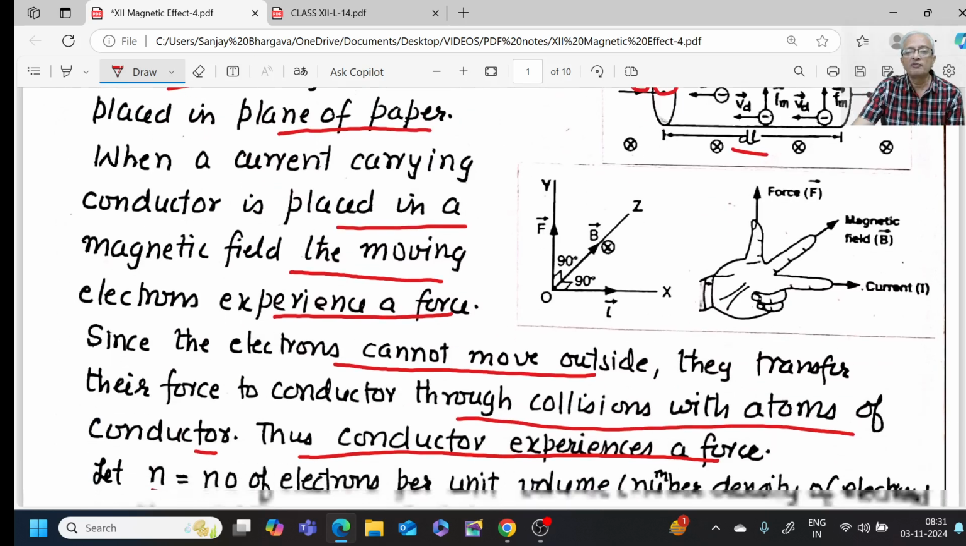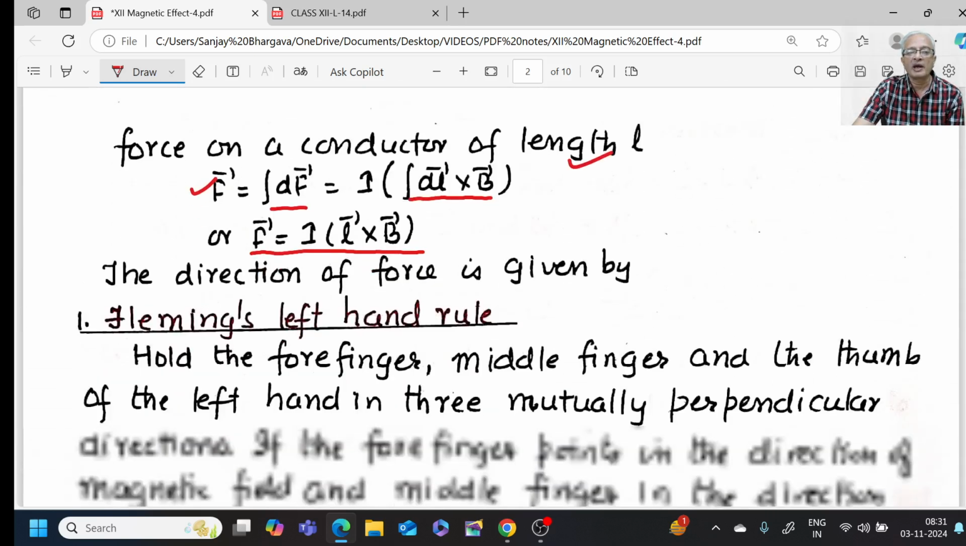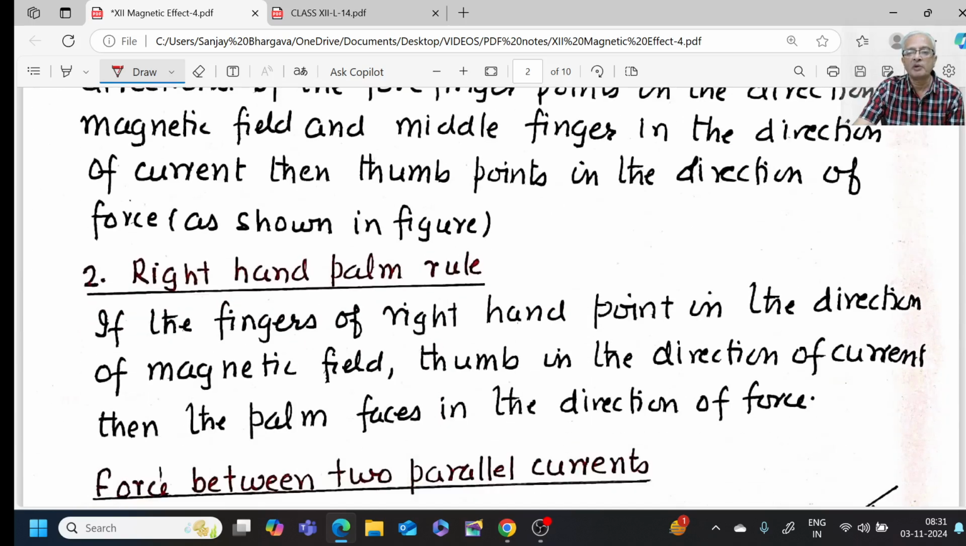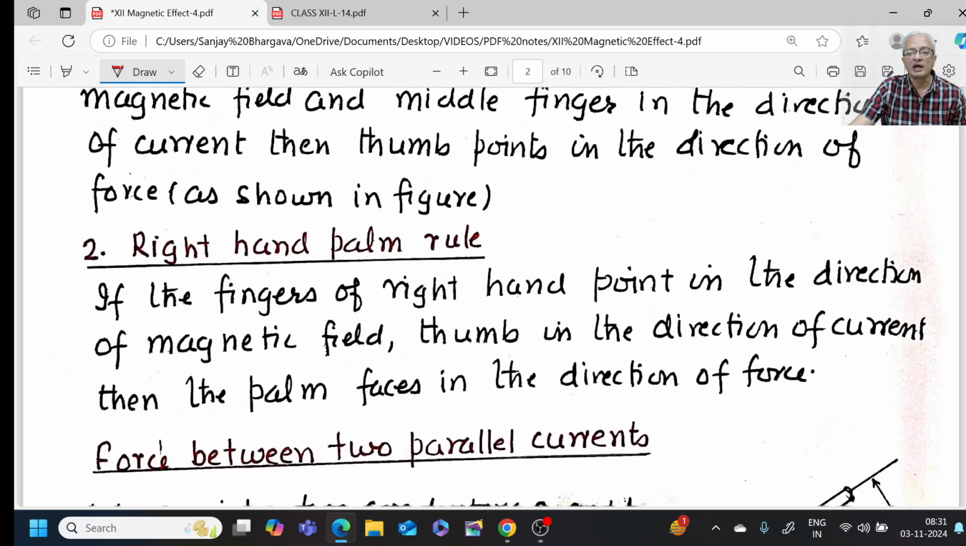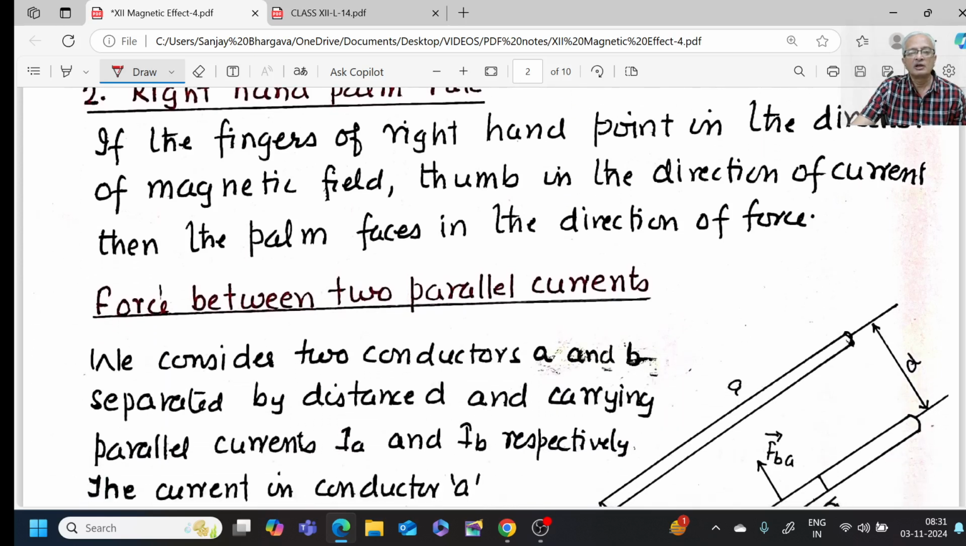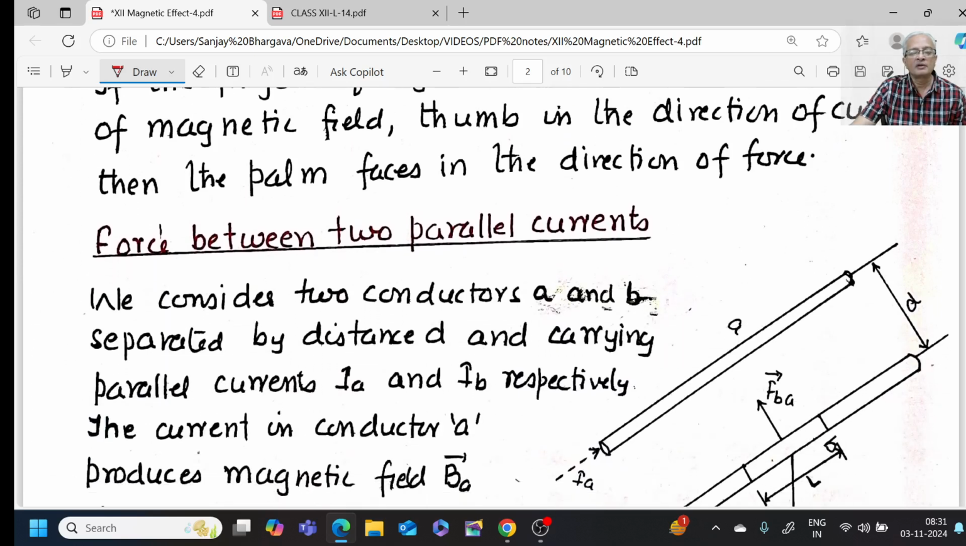The other way of determining the direction of force is through the right hand palm rule. What does it say? If all the fingers of the right hand point in the direction of magnetic field, thumb points in the direction of current, then the palm faces in the direction of force. So out of the two methods, you can use any to calculate the direction of the force on the electron or a conductor which has been placed in a magnetic field.